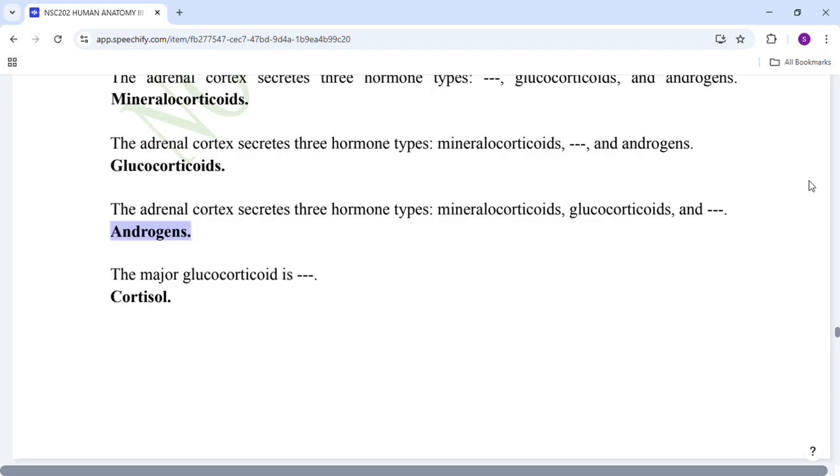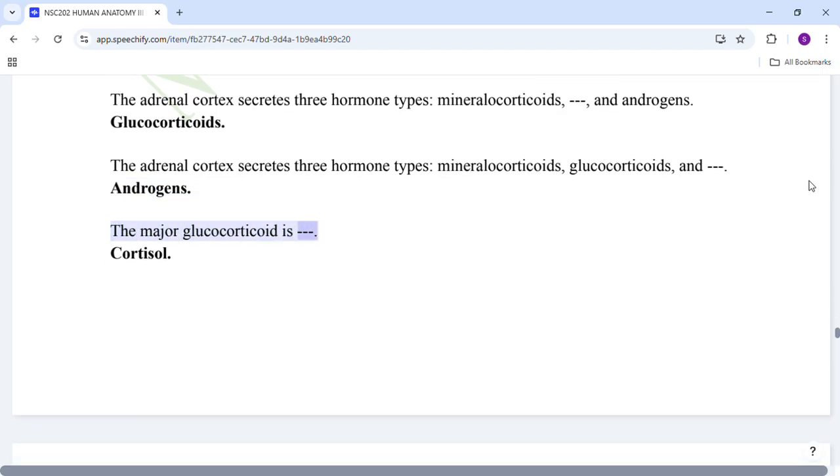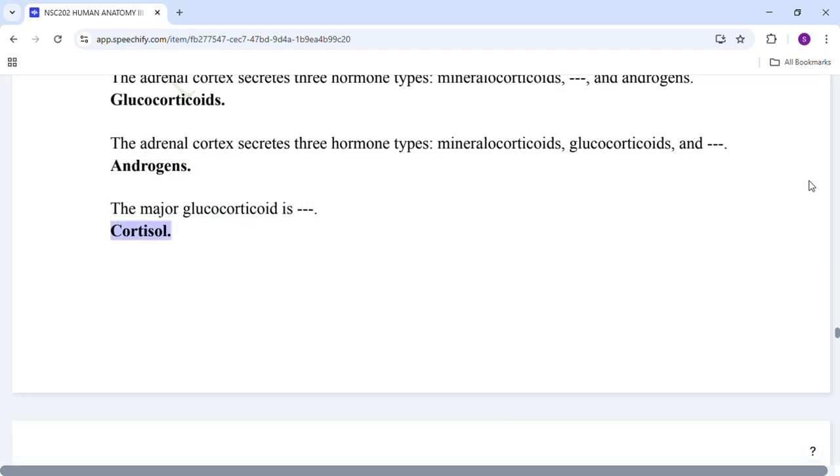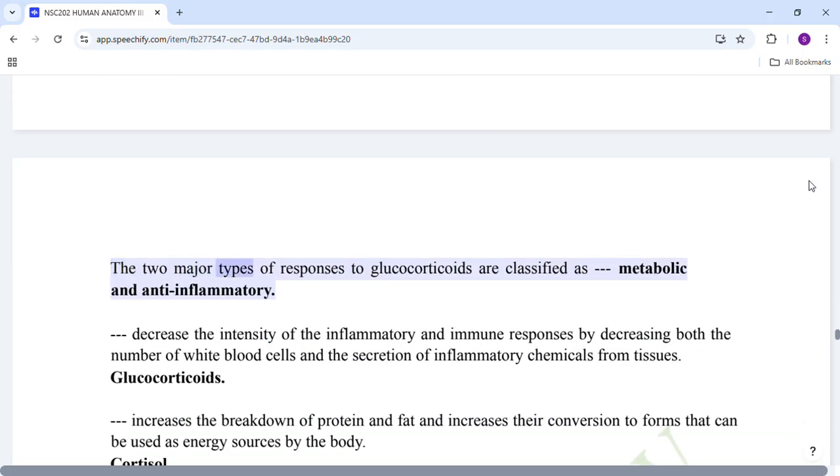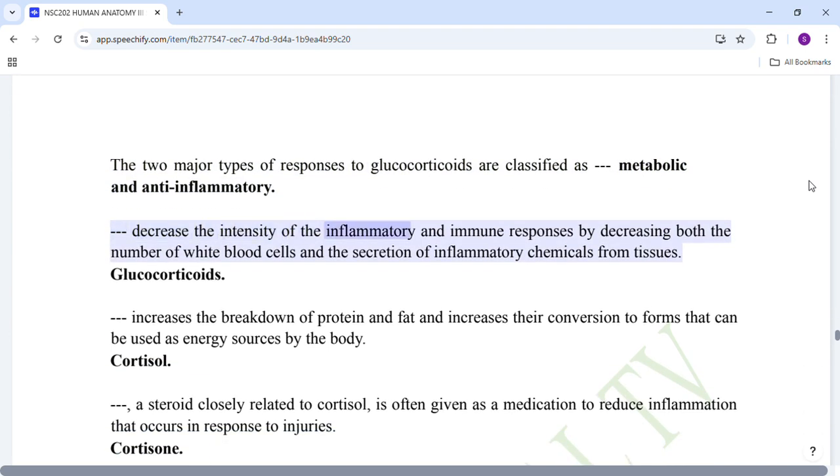The major glucocorticoid is cortisol. The 2 major types of responses to glucocorticoids are classified as metabolic and anti-inflammatory. Anti-inflammatory responses decrease the intensity of the inflammatory and immune responses by decreasing both the number of white blood cells and the secretion of inflammatory chemicals from tissues.